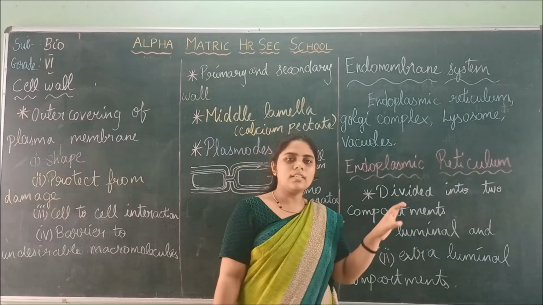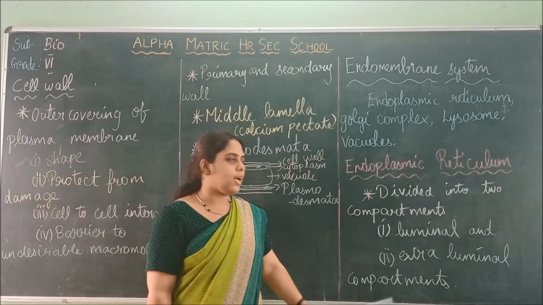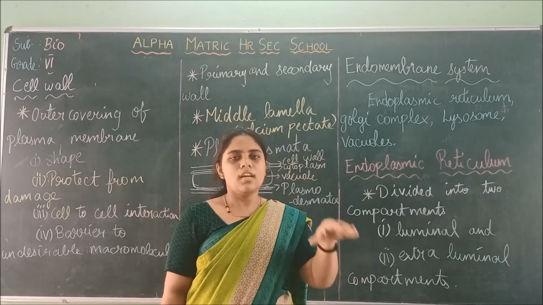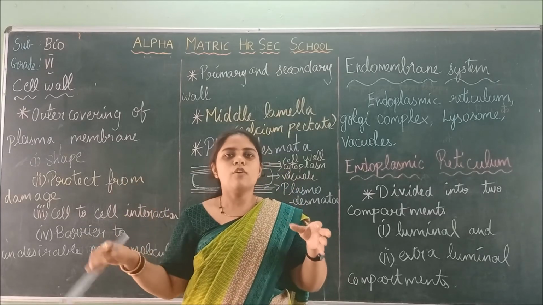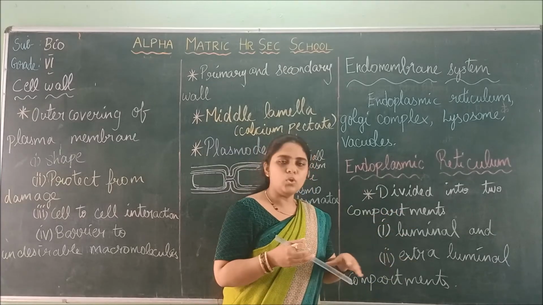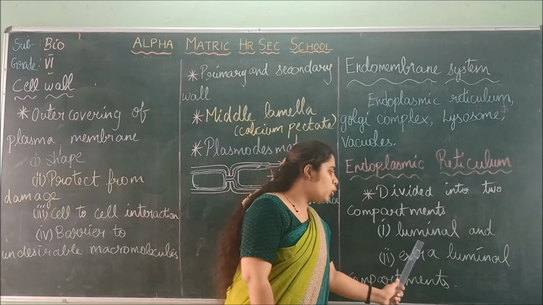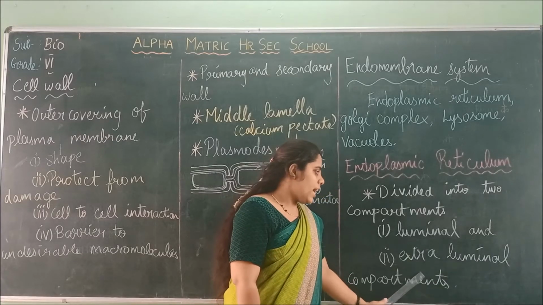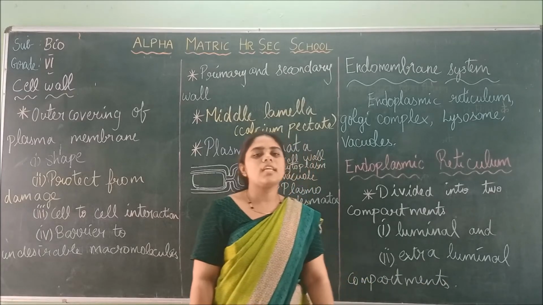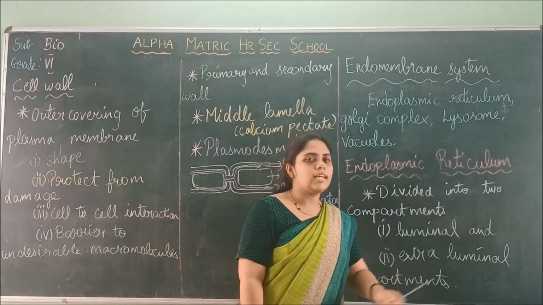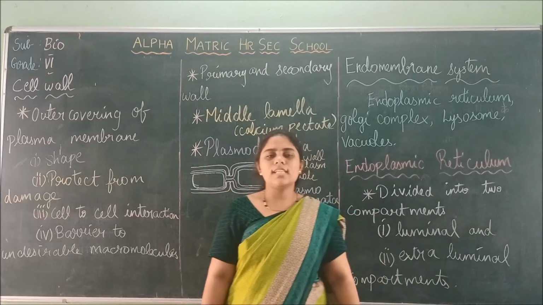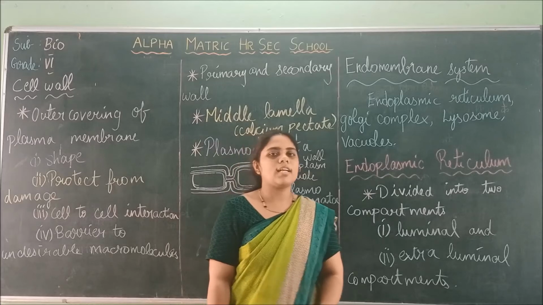Now let me move into the types of endoplasmic reticulum. If you see this endoplasmic reticulum, it is a folding-like structure, a network, a continuous layer of foldings. They are divided into two compartments. One is the luminal compartment and another is the extraluminal compartment. The extraluminal compartment is present in the external part of the endoplasmic reticulum. The luminal compartment is present in the internal part. So these are the two compartments of endoplasmic reticulum.